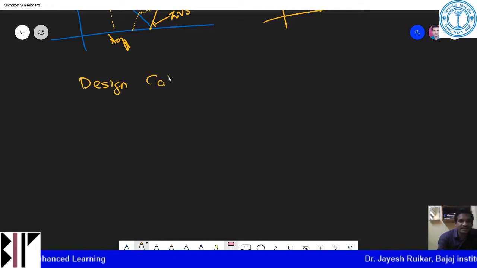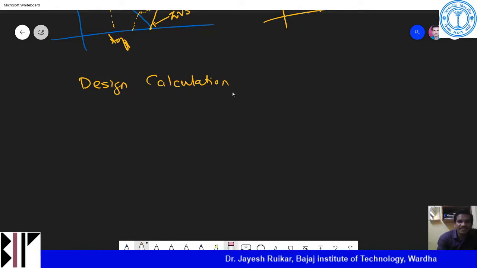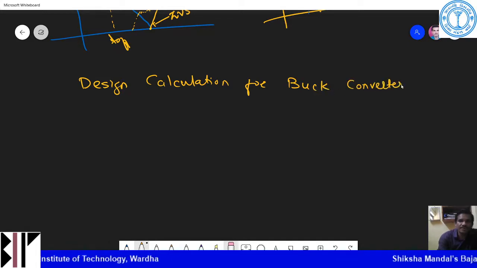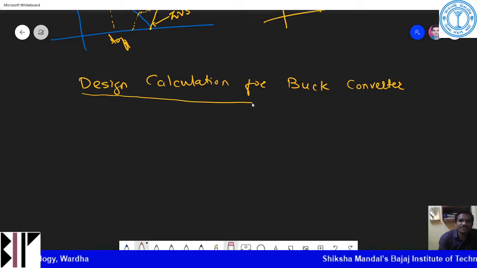Okay, so before going for the buck converter, we will see some of the design calculations, so that based upon our design calculations, we can use that buck converter. Design calculations for buck converter.